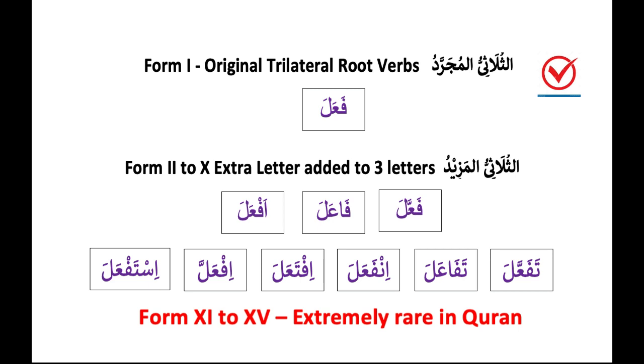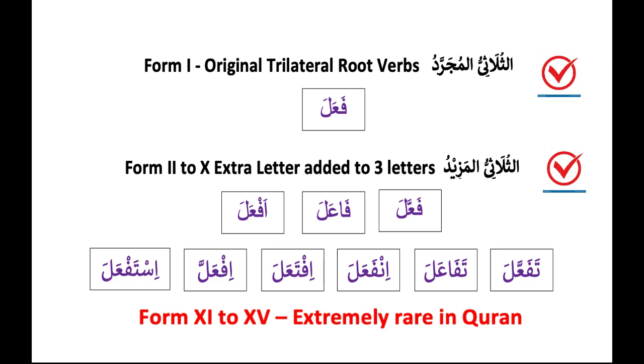So how do we call them now? In Arabic, we call the form 1 3-letter original root verbs as as-thulathiyul mujarrad. And form 2 to 10, where extra letter added to these 3 letters, we call them in Arabic as-thulathiyul mazid. Look at the name. As-thulathiyu, 3, is still there. Then we have al-mazid. There is a word in Arabic called zada. Zada means it increased, to increase.